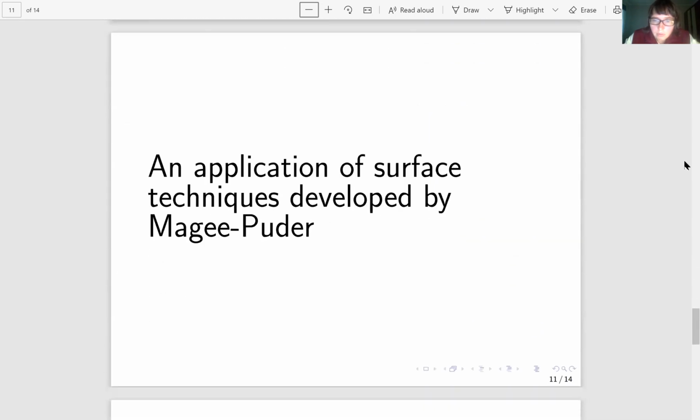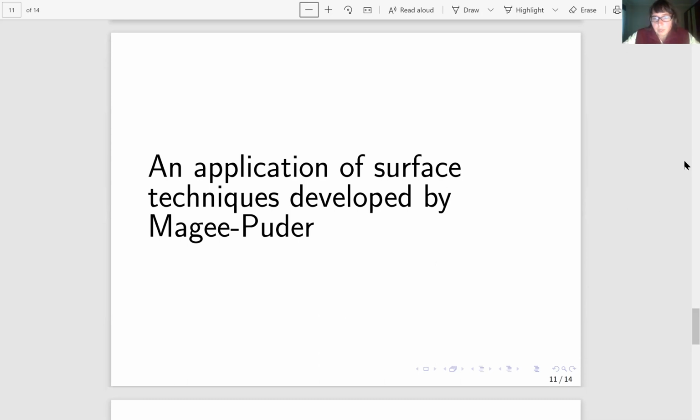And finally, this is very interesting. This is why I decided to talk about this in your seminar, because I know that Ron Puder works at Tel Aviv University. We were reading the papers by Magee and Puder because they're closely related to these integrals. Well, they treat integrals to which our integrals are closely related.